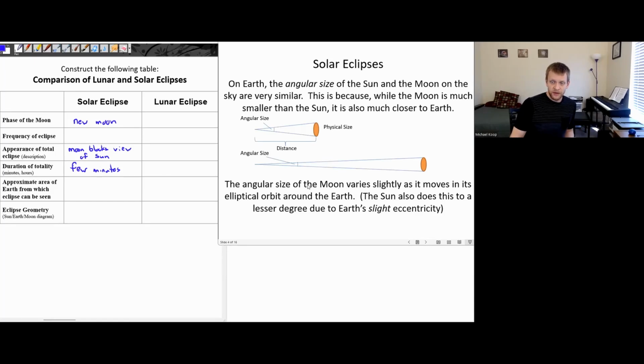Maybe we get a little halo happening around that. The sun also does get a little bit larger and a little bit smaller, since sometimes the Earth is a little bit closer or a little bit further away from the sun, but that's a significantly smaller extent than the moon does. But again, by a surprising coincidence, the moon and the sun have pretty close to the same angular size in the sky. The sun is about 400 times the diameter of the moon, but it's also about 400 times further away from the Earth.